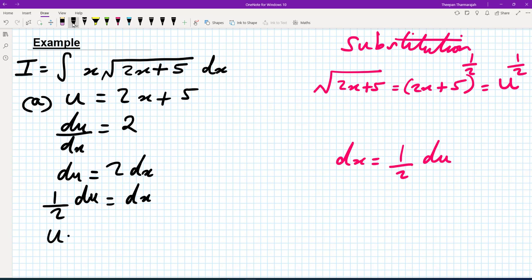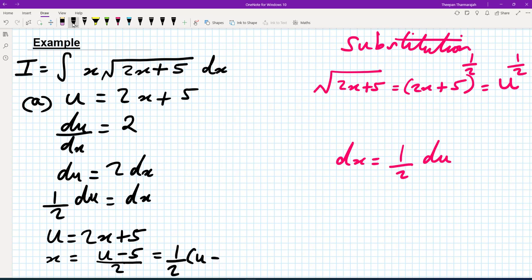Well, if u equals 2x plus 5, then I can change the subject of the formula and say x is going to be u minus 5 over 2. Now, I could rewrite that as a half times u minus 5. So in my substitution section here, I'm going to say x is going to be substituted with a half multiplied by u minus 5.